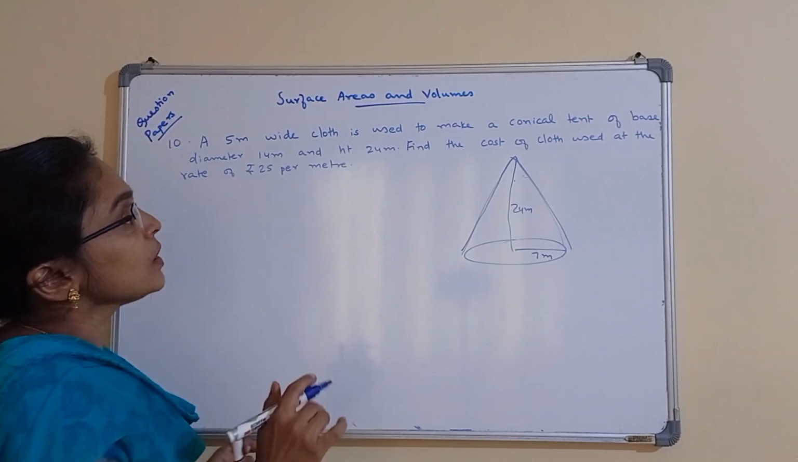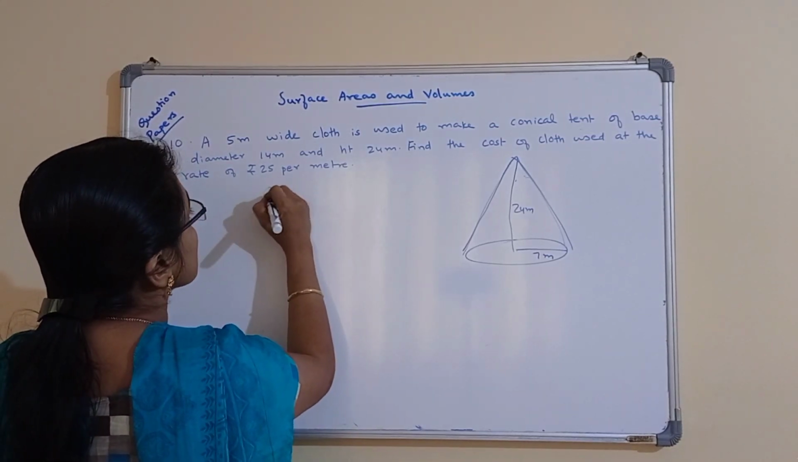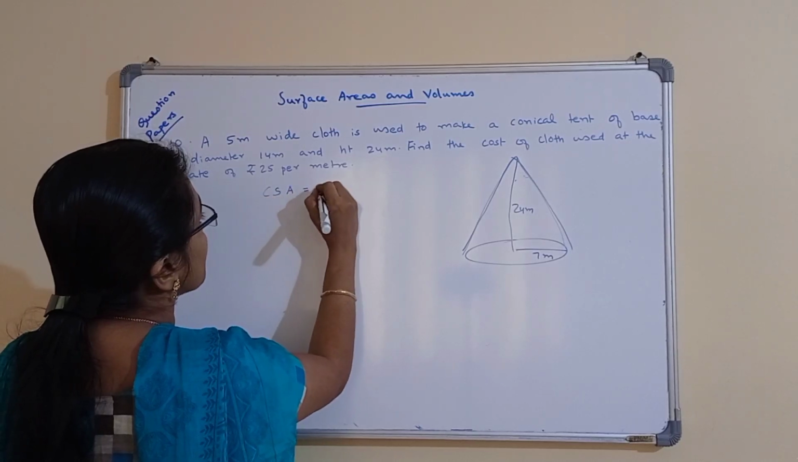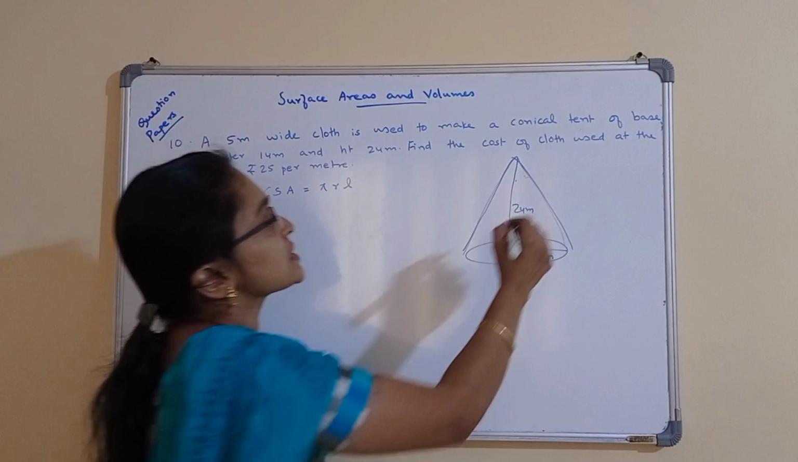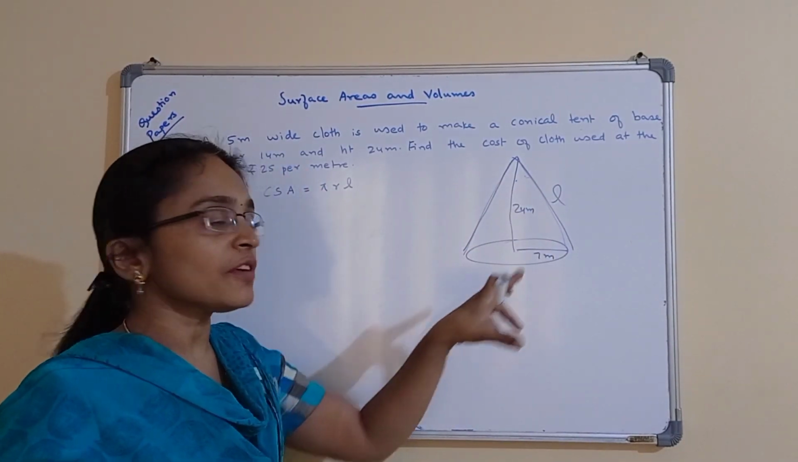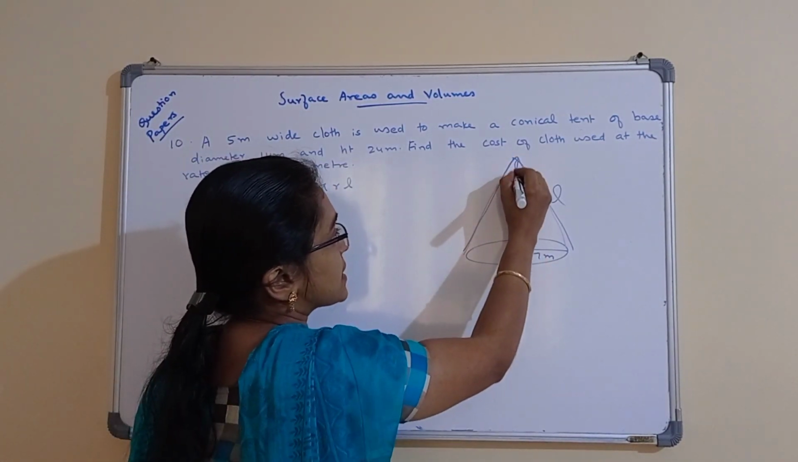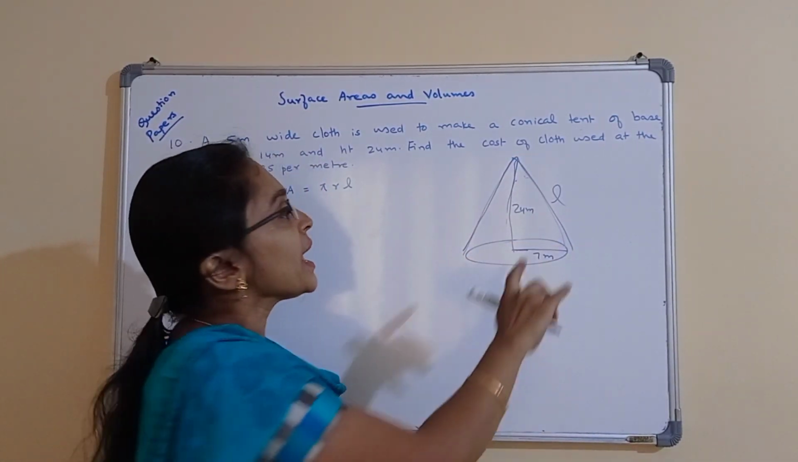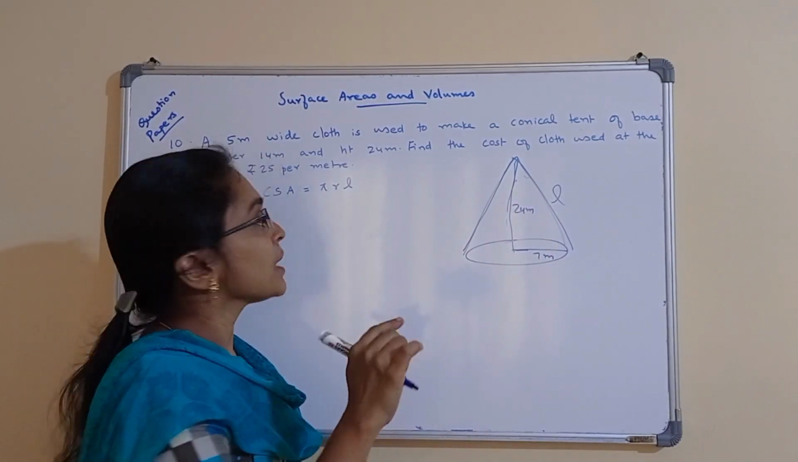Right? Now, what is the formula for curved surface area of a cone? It is curved surface area equal to pi r L, right? But we don't know this L. L is this part. How can we find this? This is a right triangle. So, L will be the hypotenuse.